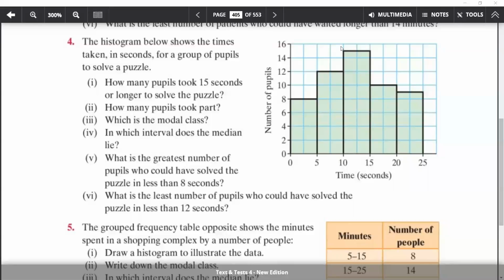Hi everyone, looking at histograms in this one. We're on page 405 and we're just going to jump into question 4, and I'll talk to you about the finer points as we go.